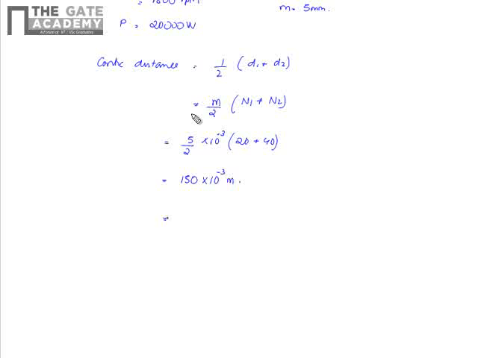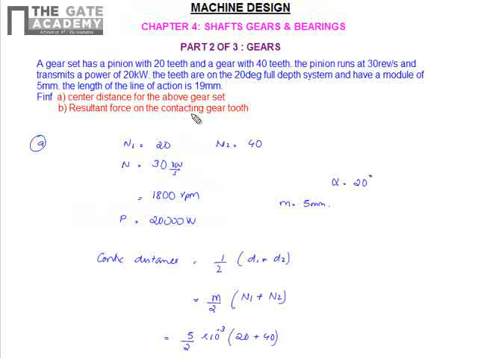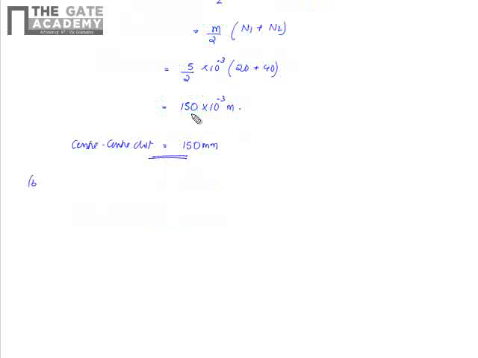That is 150 millimeters, which will be the center to center distance. The center to center distance for this gear set is 150 millimeters. So this is the first part of this question. Now the second part: they have asked what is the resultant force on the contacting gear.